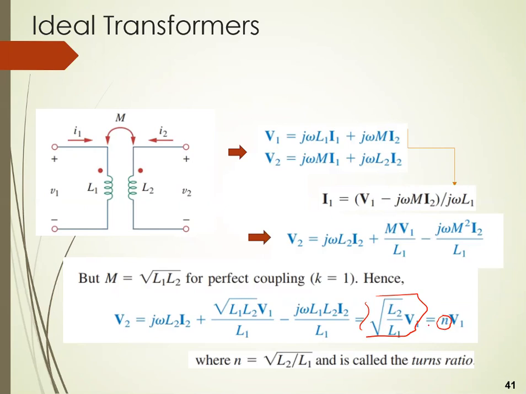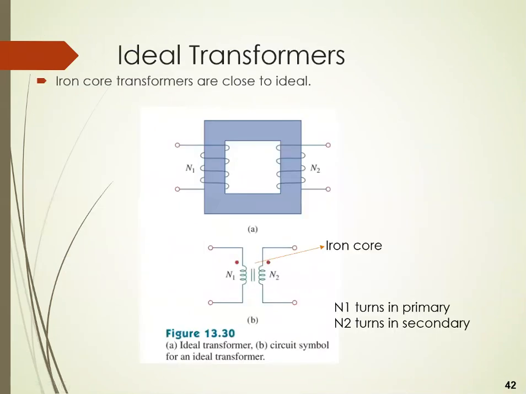So we give that name to this expression. It's just the turns ratio for an ideal transformer. Iron core transformers are very close to ideal. So in the future, we're going to use this symbol here with the 2 parallel bars in the middle to indicate that it's an ideal transformer. That will be the notation or the symbol used for an ideal transformer.